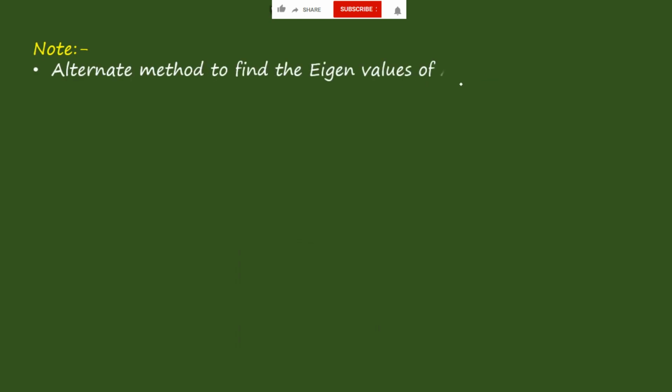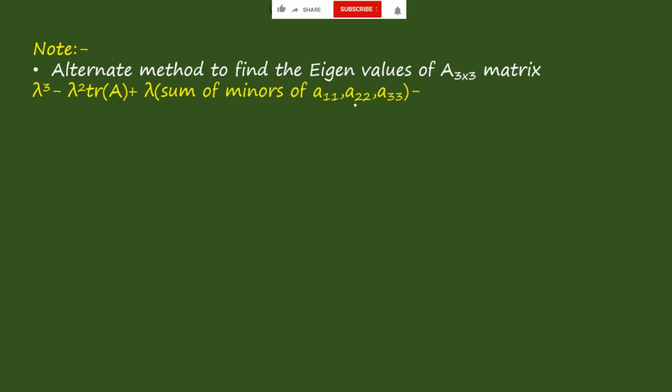Note points on eigenvalues and eigenvectors. The first one is an alternative method to find the eigenvalues of a 3 cross 3 matrix A, given as lambda cube minus lambda square trace of A plus lambda into the sum of the minors of A11, A22, A33 minus determinant of A is equal to 0. This is a shortcut method to find the eigenvalues.